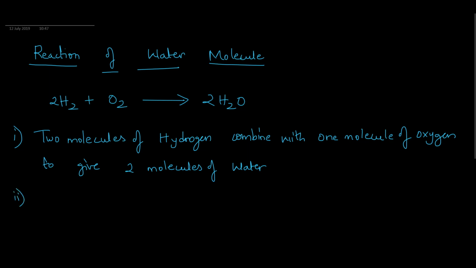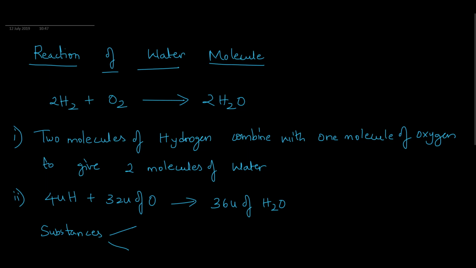Now if we write this equation according to atomic masses, can we write as 4U of hydrogen plus 32U of oxygen will give rise to 36U of water molecule. So by this we can say that substances in an equation can be represented either by molecules or atomic masses.